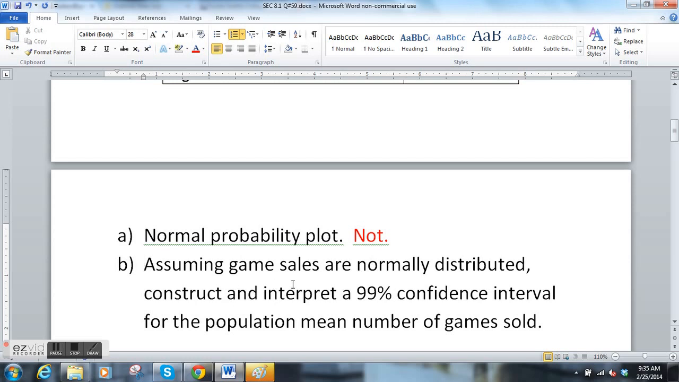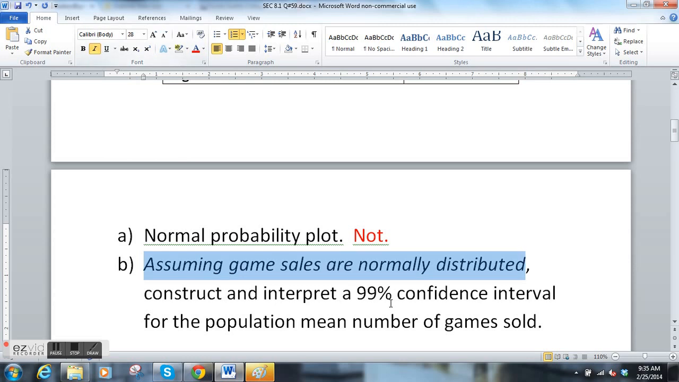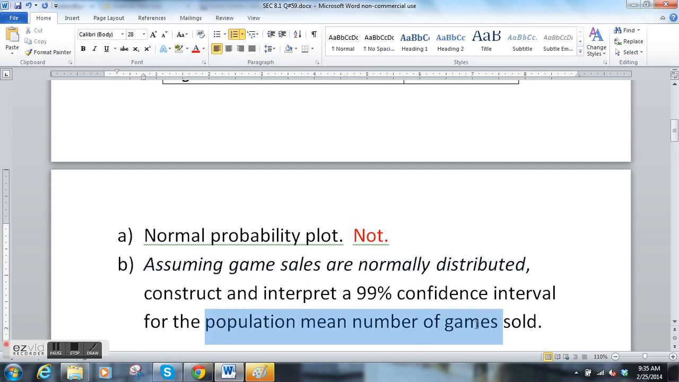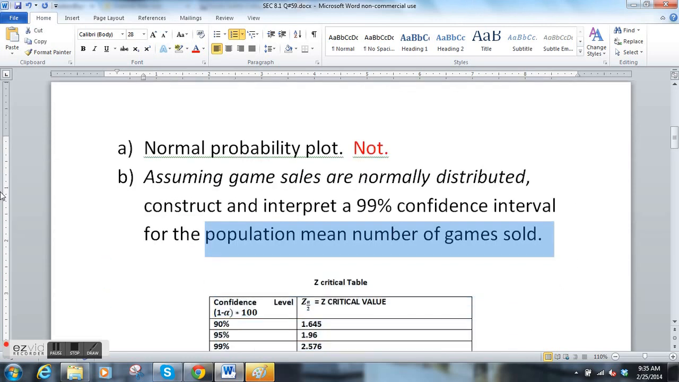Assuming that game sales are normally distributed, construct and interpret a 99% confidence interval for the population mean number of games sold. So I want to call your attention to a couple things. One, assuming the games are normally distributed. That's important. So great, they're normally distributed. That means we can use our formulas for this section. And then it says, construct and interpret a 99% confidence interval for the population mean number of games sold. That's also important. Mean number of games sold.